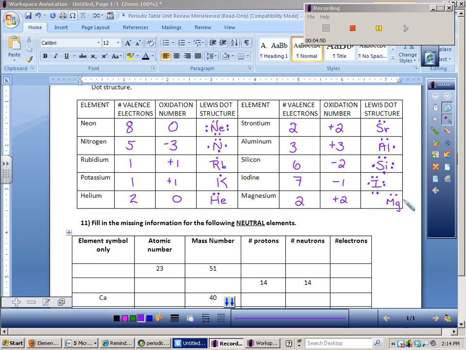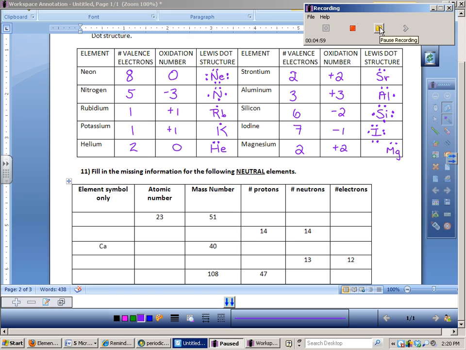Okay, if we move down the page, we're going to pause here for a minute, move the page, and restart.